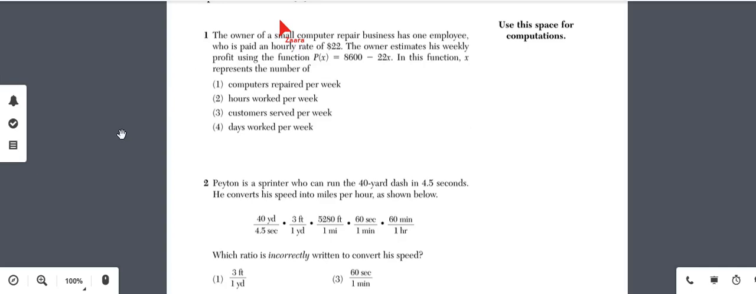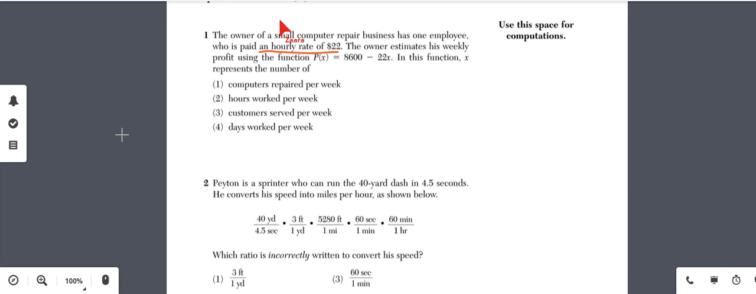Okay, so if you look at the first question, it says that the owner of a small computer repair business has one employee who is paid an hourly rate of $22. What is 22? So 22 is the hourly rate, which means for 1 hour you will be paid $22. If you work for 2 hours, you will be paid $44, etc.